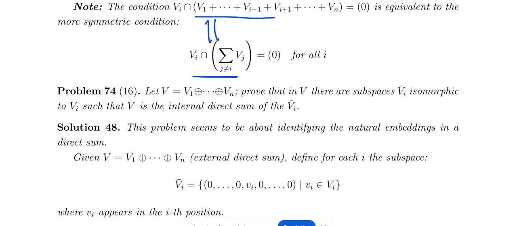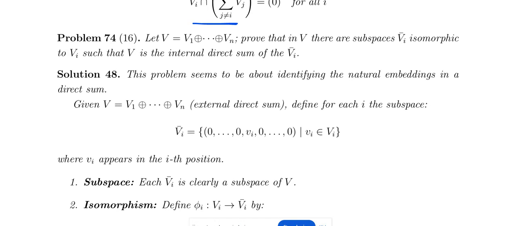And another problem: V equals V1, V2, ..., Vn, that is the direct sum of V1, V2, ..., Vn. Then in V there are subspaces Vi bar that are isomorphic to Vi, such that V is the internal direct sum of the Vi bar. Actually, what they have given is that V is the internal direct sum of V1, V2, ..., Vn. If so, in V there are subspaces Vi bar isomorphic to Vi.